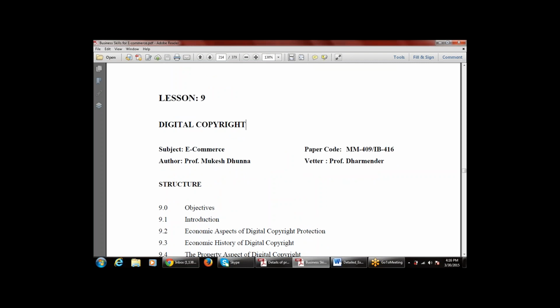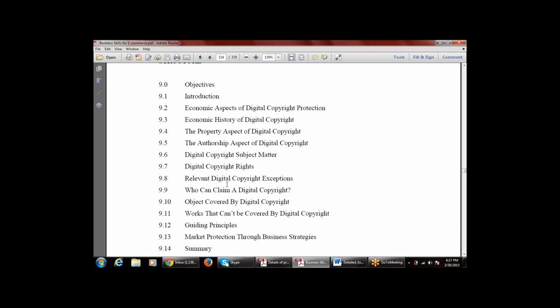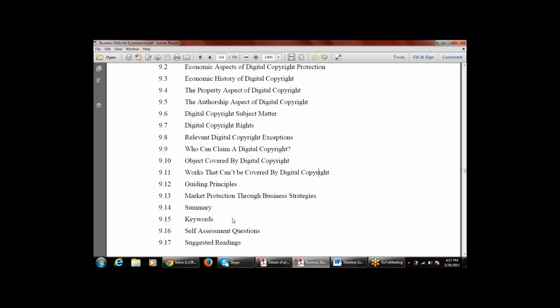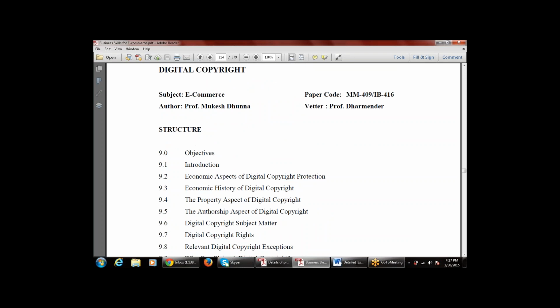The first topic is objectives, then introduction, then economic aspect of digital copyright protection, that is why there is a need for the protection of digital copyright. Then the history of digital copyright, how it is being implemented in various countries, and the usage of digital copyright. Then property aspect of digital copyright, authorship aspect of digital copyrights, what the various matters in copyright rights are, relevant copyright exceptions, who can claim a copyright, the objects covered by digital copyrights, then works that cannot be covered by digital copyright, that is the limitations or the key areas in which digital copyright is not mandatory or not applicable. Then guideline principles, that is the principles for digital copyrights, then market protection through business strategies, summary, keywords, self-assessment questions, and suggested reading. So these are the various topics covered in chapter number 9, digital copyright.